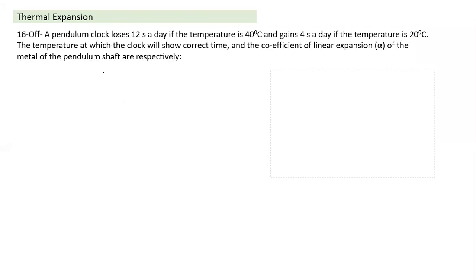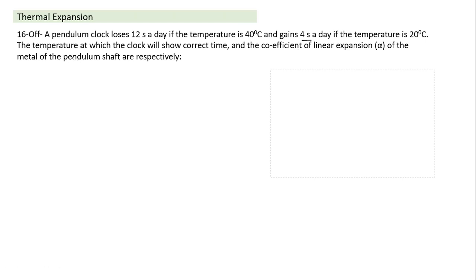Okay, so let's see a simple application of the same. A pendulum clock loses 12 seconds a day at 40 degrees, we conduct an experiment at 40 degrees, we find it has lost 12 seconds, and at 20 degrees, it gains 4 seconds. So why is it that at one temperature it is gaining and at another it is losing? It loses time when the temperature is higher than the calibration temperature, and it gains time when the temperature is lower than the calibration temperature.